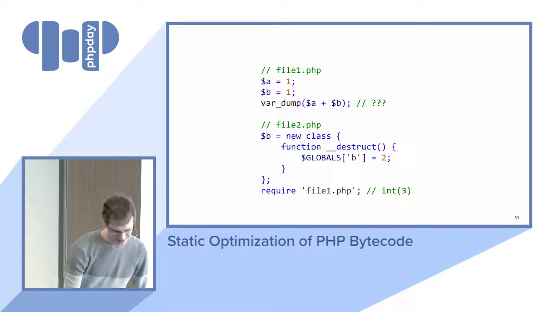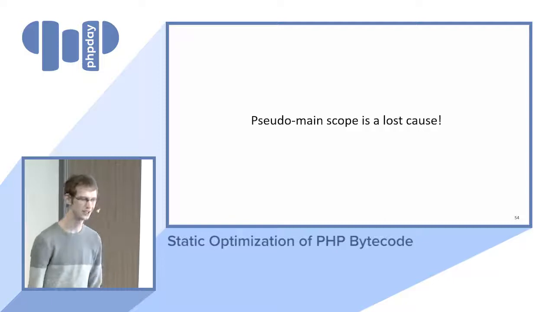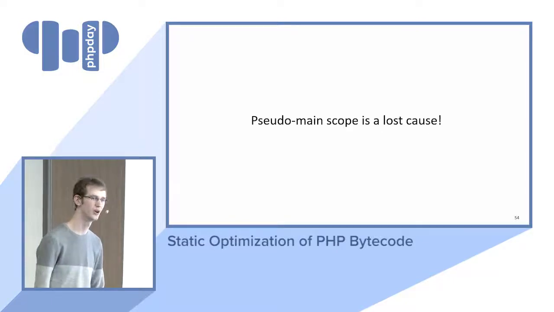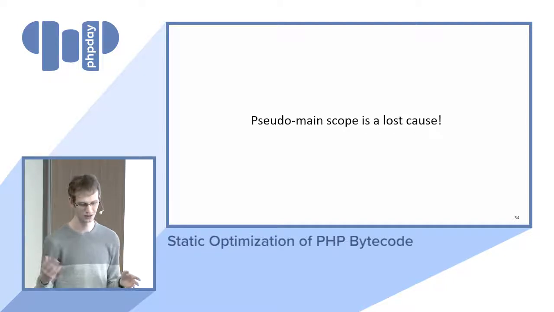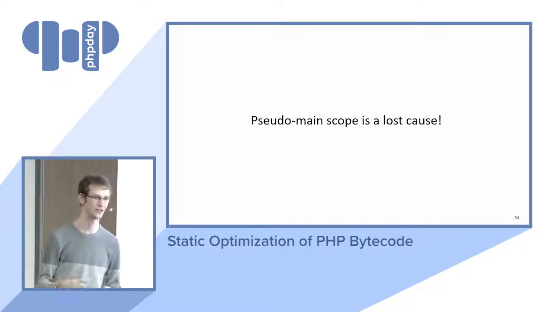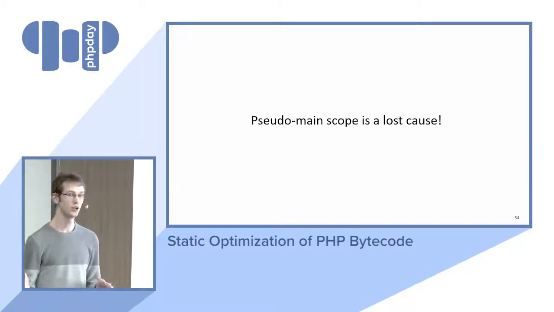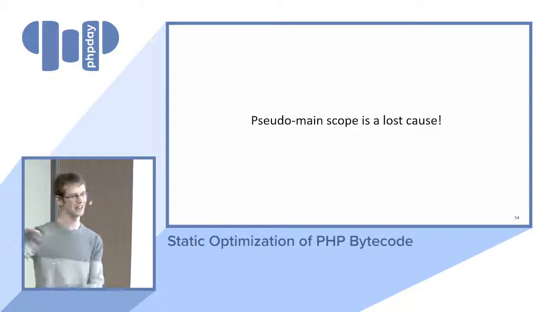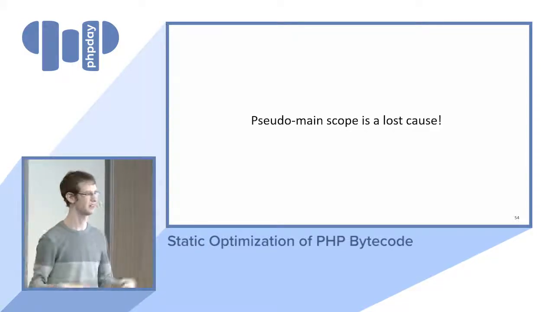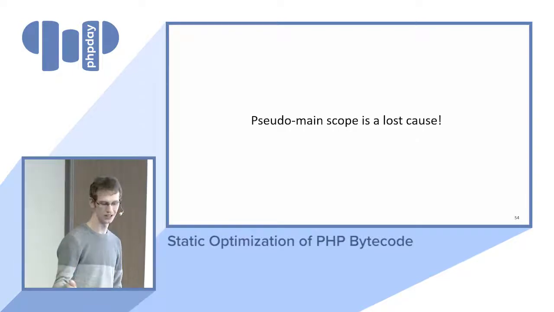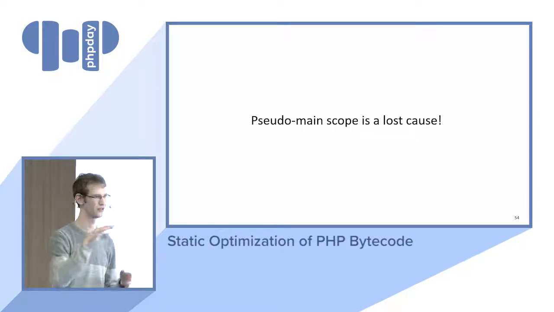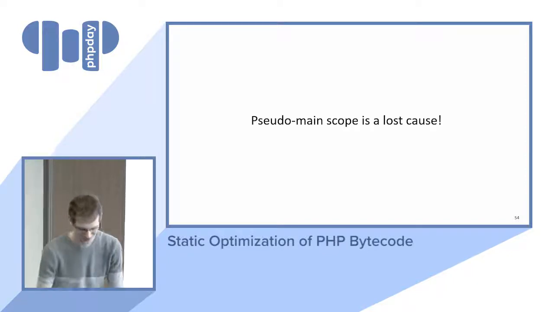Yeah, and there is really nothing you can do about that. So optimizing code in the pseudomain scope or in the global scope is just a lost cause. There are too many different things that can happen there. There is no chance of keeping track of it. Thankfully, in modern PHP, all the code is inside class methods anyway, so we don't really have that kind of problem. But it's still relevant for legacy code where you usually have everything directly inside files, but okay, I don't care about that so much.